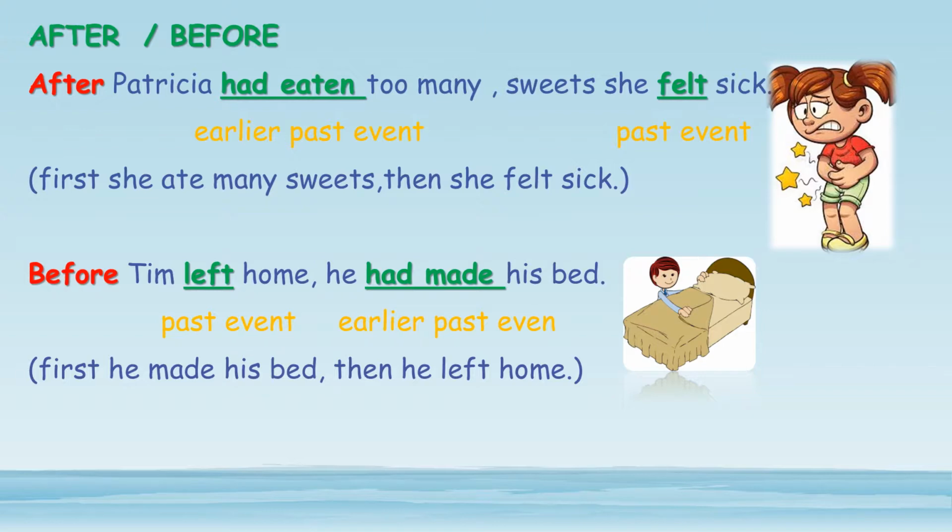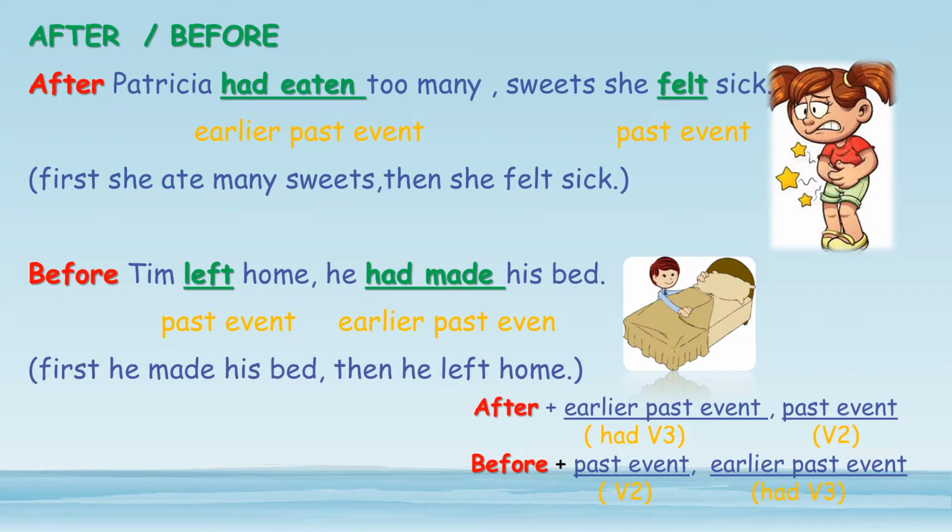So while we are using after and before, please be careful with the formula you will see here. With the conjunction after, past perfect is used. Past event comes later. With the conjunction before, simple past is used. The earlier event comes later.